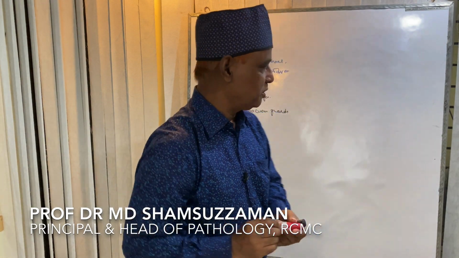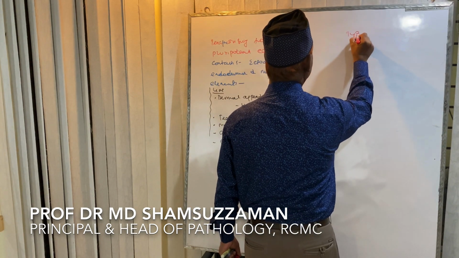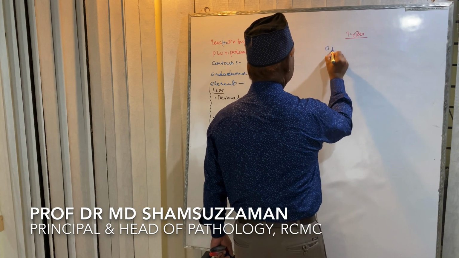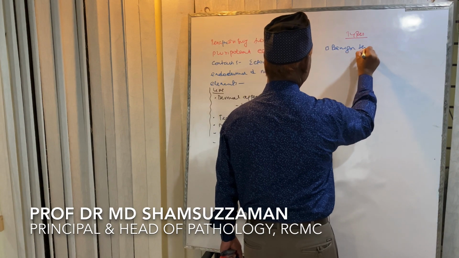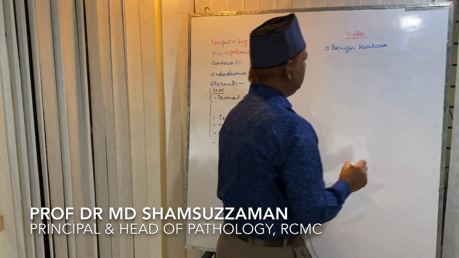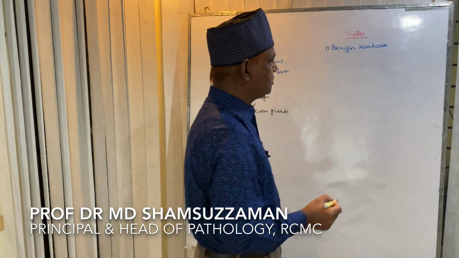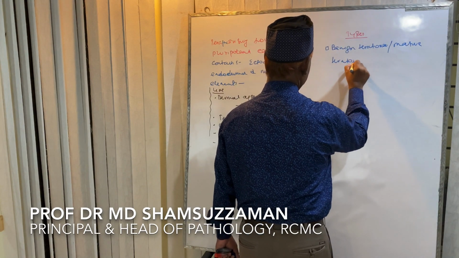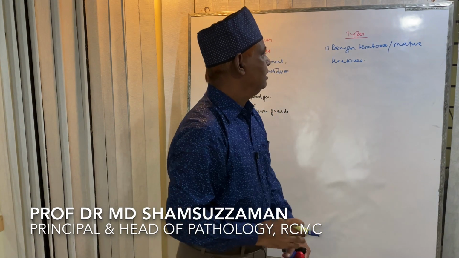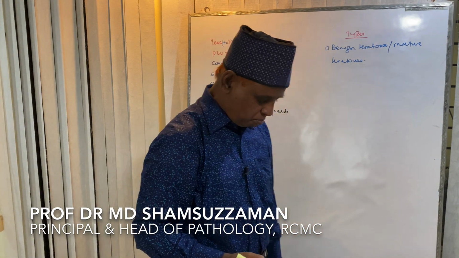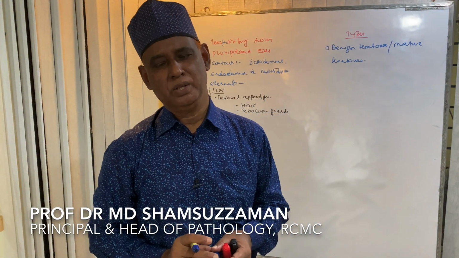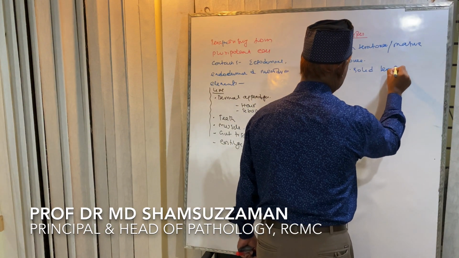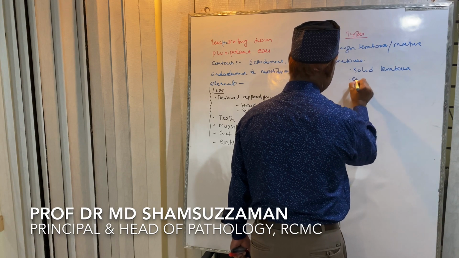Now come to types of teratoma. Benign teratoma, it is known as mesioteratoma also. Benign teratoma or mesioteratoma. Benign teratoma may be solid and cystic. It may be solid teratoma and it may be cystic teratoma.